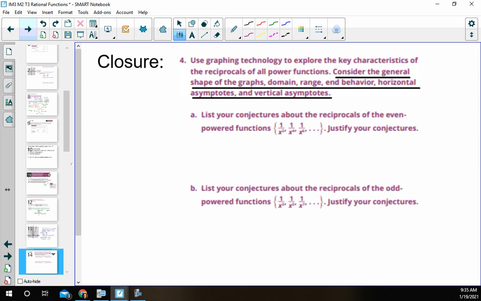For the odd functions, the reciprocal of all odd powered functions will look relatively similar to each other. The graph becomes steeper as the exponent becomes greater. The domain and range will always be all real numbers excluding 0. The asymptotes will still be x equals 0 and y equals 0.